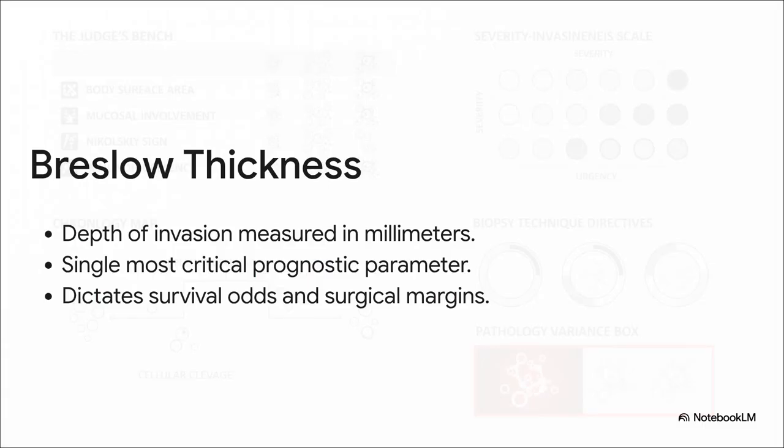This pathology variance box isolates the exact metric that dictates destiny, the Breslow thickness. This is the definitive depth of invasion, measured microscopically in millimeters from the top of the granular layer down to the deepest tumor cell. It is the single most critical prognostic parameter for staging malignant melanoma. It dictates survival odds, it dictates necessary surgical margins, and it dictates sentinel lymph node biopsy eligibility. If you transect the lesion with a shave biopsy, you destroy the Breslow thickness. You're essentially flying blind into cancer management, and that's unacceptable.